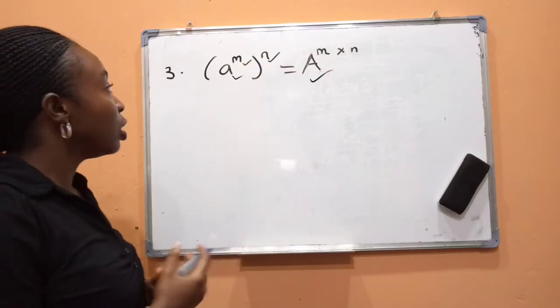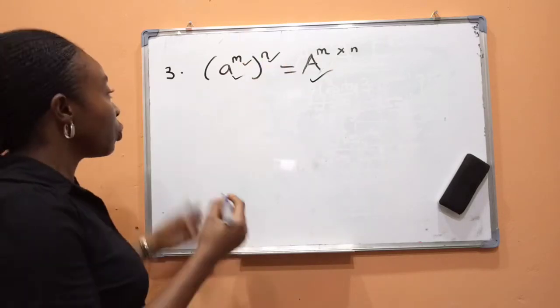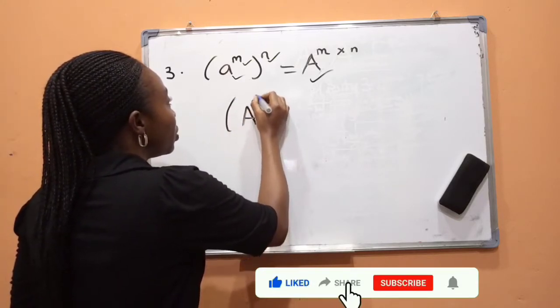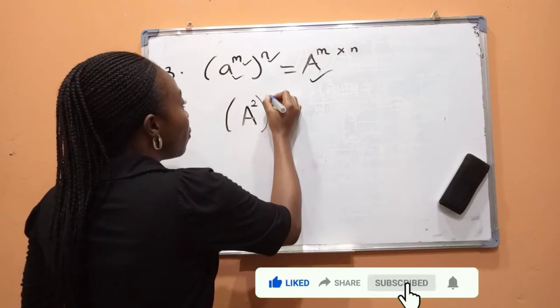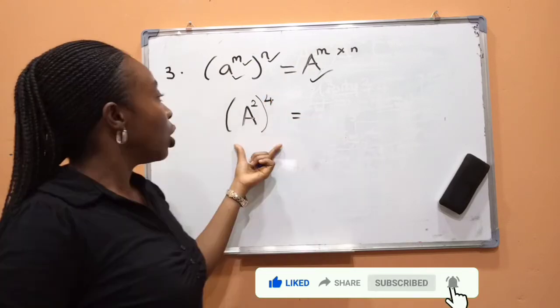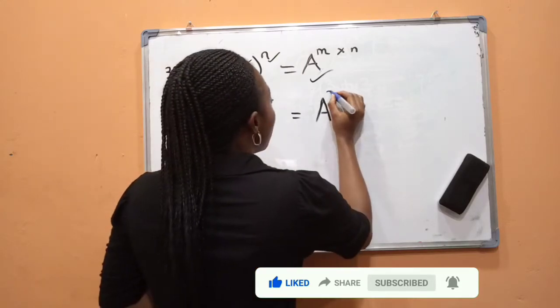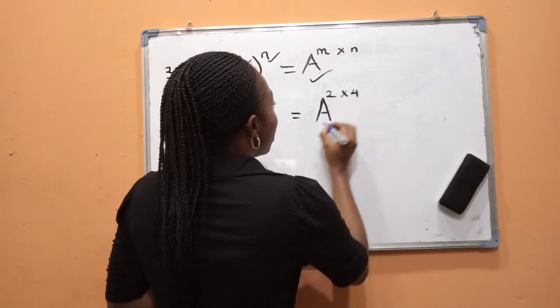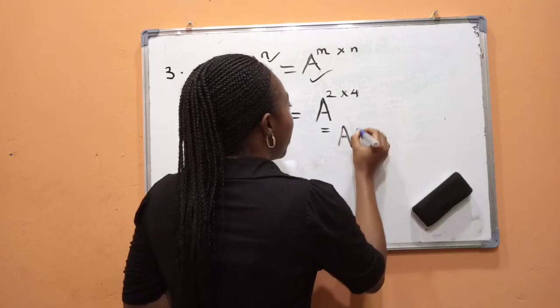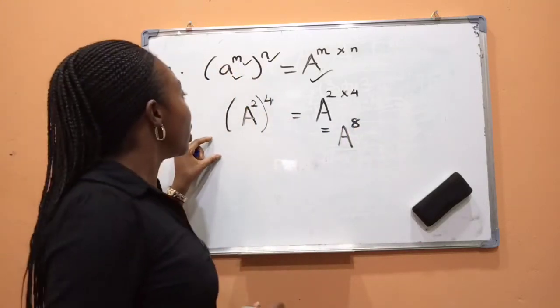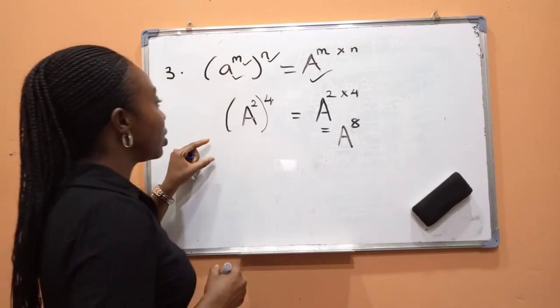Let's take a look at an example. If we have A to the power of 2 and then to the power of 4, for us to solve this, what we simply do is say A to the power of 2 times 4, and we're going to have A to the power of 8. Absolutely easy, guys.